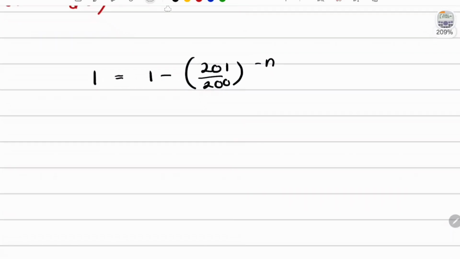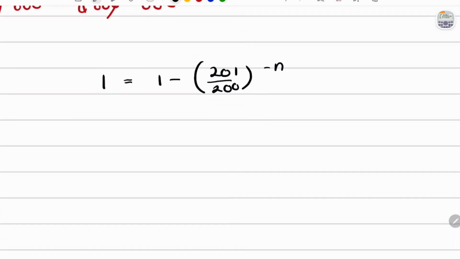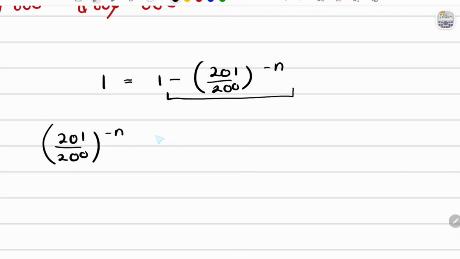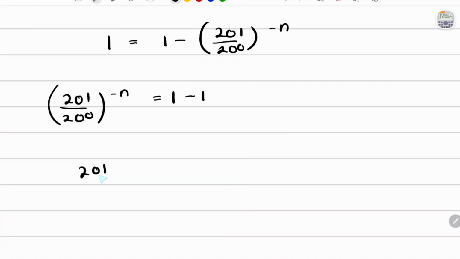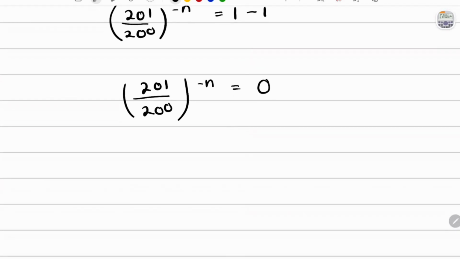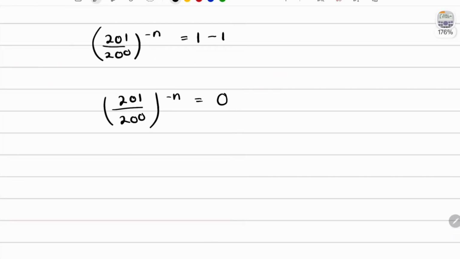So in this equation, you can still do that whole thing of taking that over to make it positive. You'll be left with 201 over 200 raised to the power of negative n is equal to, but now you still have that 1 on the right hand side, and on the left you also have a 1, so we can take that over and that will become minus 1. And so this is 201 over 200 to the power of negative n is equal to 0.